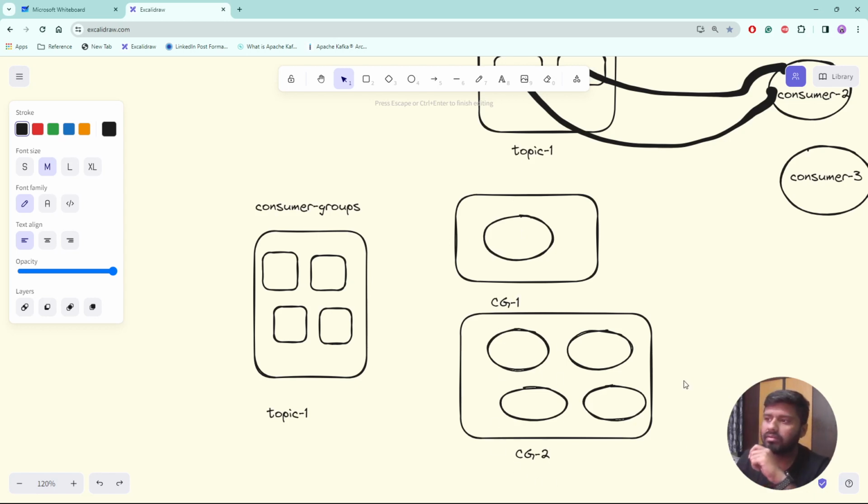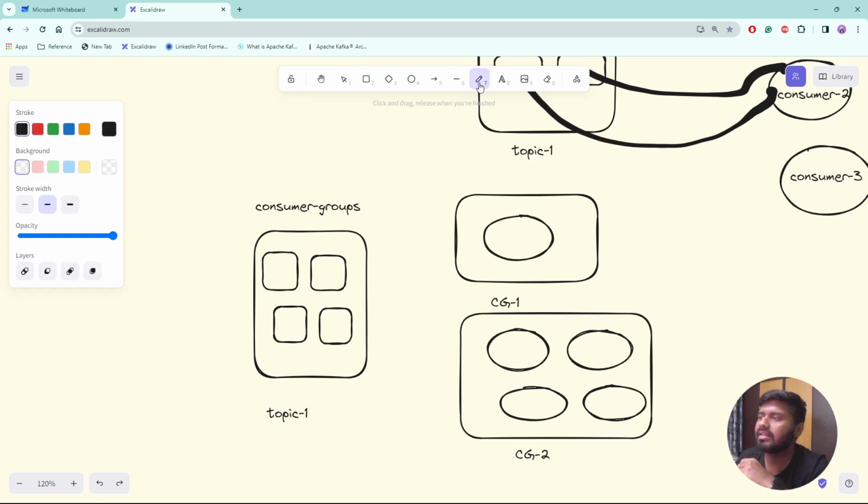Just for information, folks, in Kafka a consumer is by default a part of some consumer group. Whether you define it or not, it is going to be part of some consumer group. Now let's say we have defined our two consumer groups, consumer group 1 and consumer group 2. Make sense? Now how could this self-balancing work?